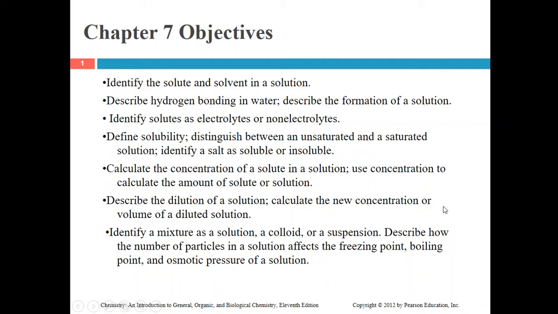Chapter 7, Objectives. Identify the solute and solvent in a solution. Describe hydrogen bonding in water. Describe the formation of a solution. Identify solutes as electrolytes or non-electrolytes. Define solubility. Distinguish between an unsaturated and a saturated solution.